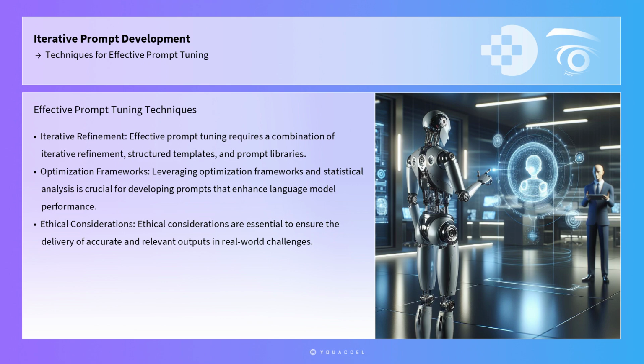In conclusion, effective prompt tuning is a multifaceted process that requires a combination of iterative refinement, structured templates, prompt libraries, optimization frameworks, statistical analysis, and ethical considerations. By leveraging these techniques, professionals can develop prompts that significantly enhance the performance of language models, addressing real-world challenges and ensuring the delivery of accurate and relevant outputs. As the field of prompt engineering continues to evolve, staying informed about the latest tools and strategies will be crucial for professionals seeking to excel in this area.